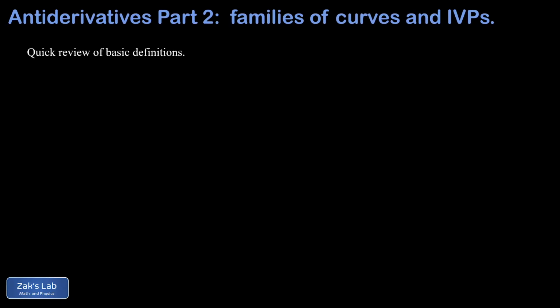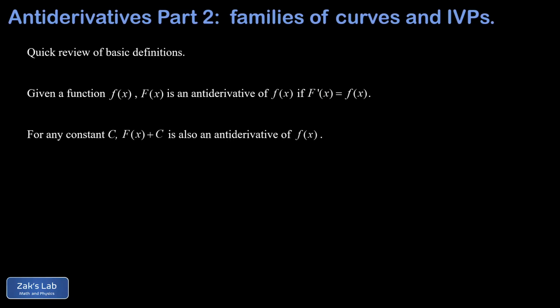As a quick reminder, the antiderivative of a function is the thing you differentiate to get that function. More formally, we say that if we're given a function little f of x, then big F of x is the antiderivative of little f of x if its derivative is equal to little f of x. We quickly realized that adding a constant to big F of x gives us another valid antiderivative that still differentiates to the same little f of x, since the derivative of a constant is 0.